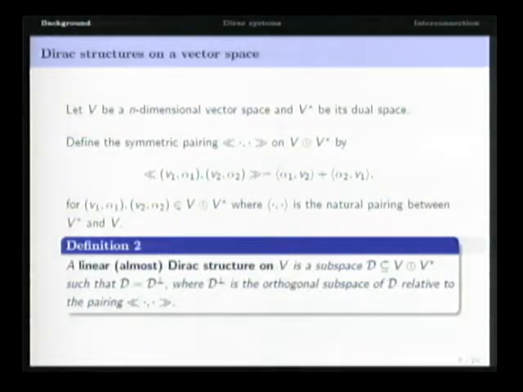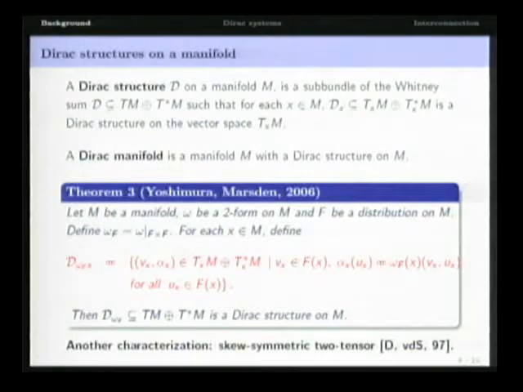I have here "almost" because we are not requiring the property of integrability for the Dirac structures we are considering in this work. And it's also between brackets because I'm not going to mention it again: we work with almost Dirac structures. So from now on, I'm working with almost Dirac structures. The next step is to define these structures for manifolds, and we're going to have D as a subbundle of the Whitney sum, what is sometimes called the Pontryagin bundle, so it's TM Dirac sum with the cotangent bundle of M.